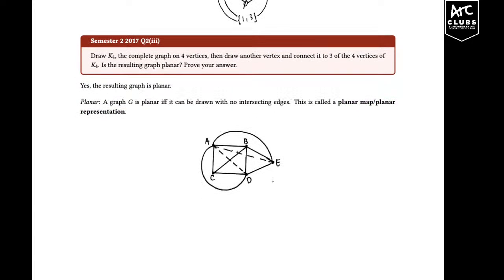Okay, so you can see that A, B, C, D was my complete graph on 4 vertices, and I just added vertex E and connected it to A, B, and D. Right, and the dotted line shows what it would have been if it wasn't a planar graph, and all I've done is just move the edges around such that it is. Okay, so pretty straightforward, and I think nothing too difficult here.